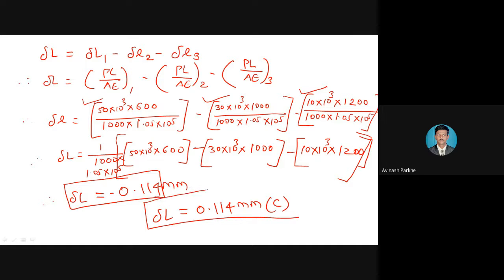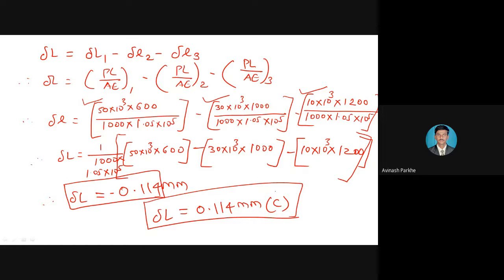Means you can remove your negative sign, and in bracket you can write down the capital C, meaning under compression. From this particular answer, I can say that the bar AD is subjected to the number of loads which are applied externally and internally, and at the end, due to these forces, the length of that bar AD goes on decreasing, because your deformation is negative, minus 0.114.